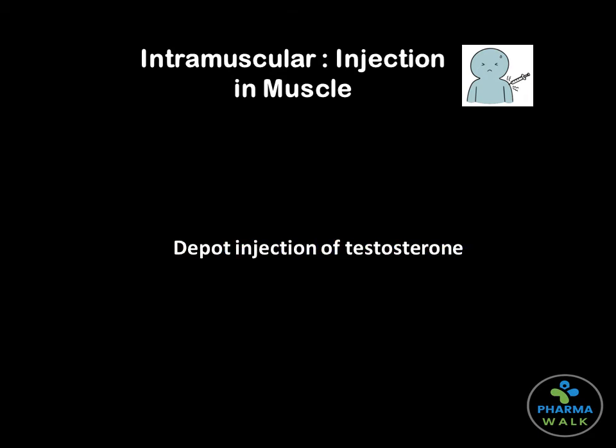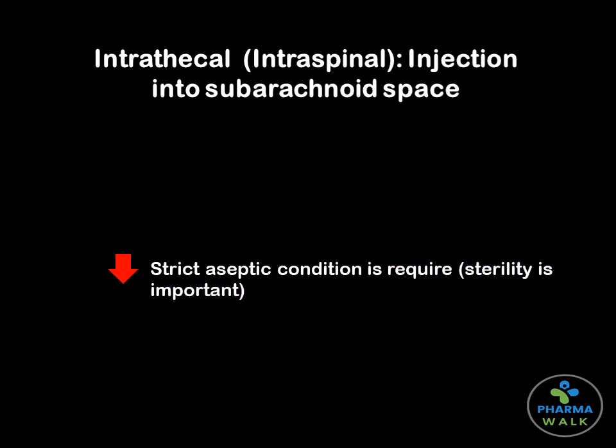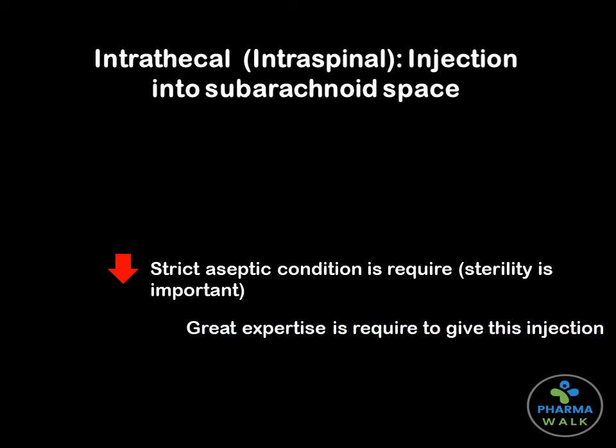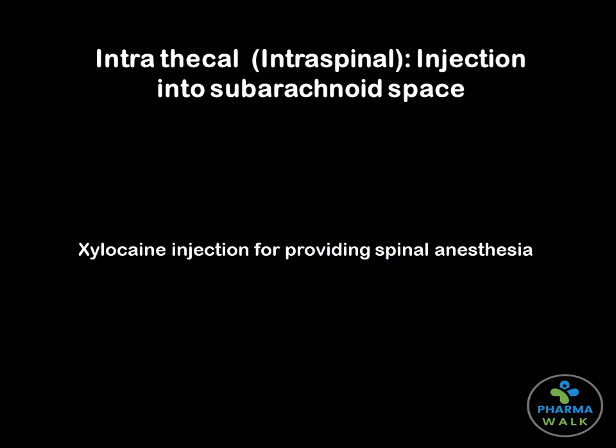Moving ahead, intrathecal or intraspinal: injection into the subarachnoid space. Advantages: it bypasses the blood-brain barrier. And demerits: again, for most of the injection or parenteral routes, strict aseptic condition is required. Great expertise is required to give this kind of injection. Not every person can give an intrathecal injection. Painful and quite risky. Examples: xylocaine injection for providing spinal anesthesia.